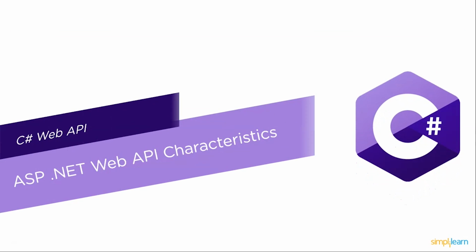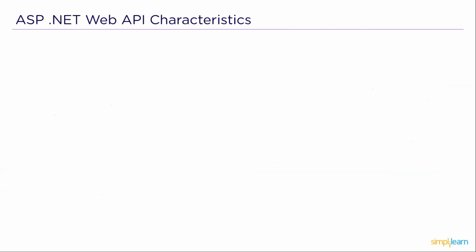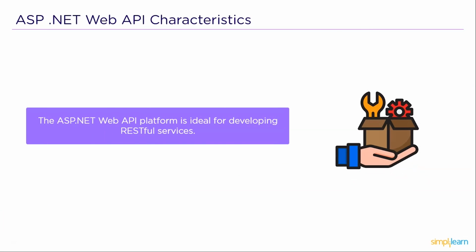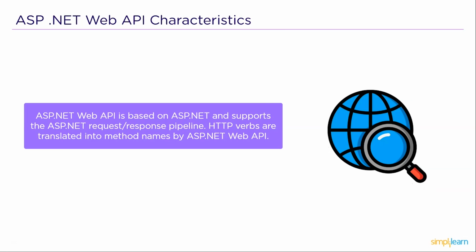We will now look at some of the characteristics of a C# Web API after understanding what it is. The first feature of ASP.NET Web API is that the platform is ideal for developing RESTful services. Second, the ASP.NET Web API is based on ASP.NET and supports the ASP.NET Request Response pipeline. HTTP verbs are translated into method names by ASP.NET Web API.